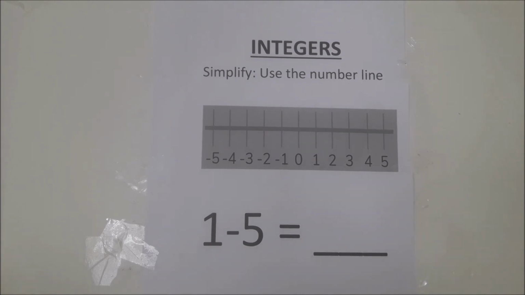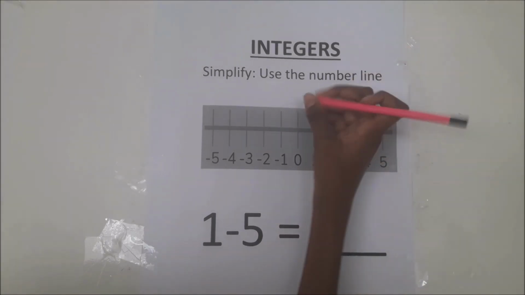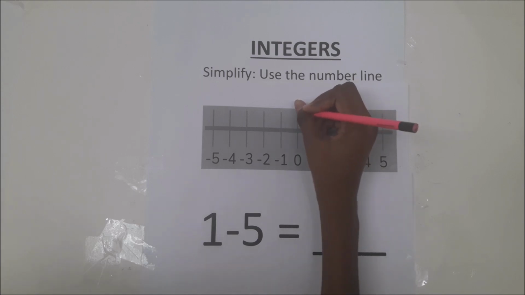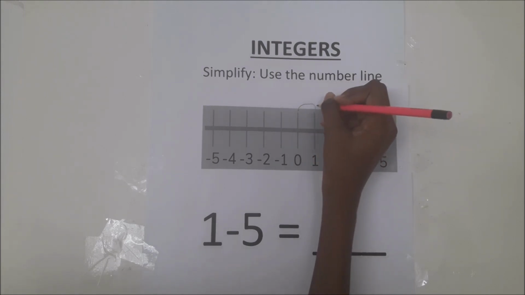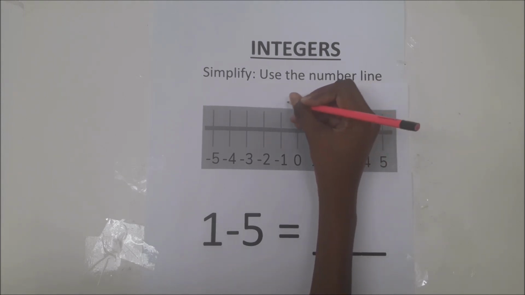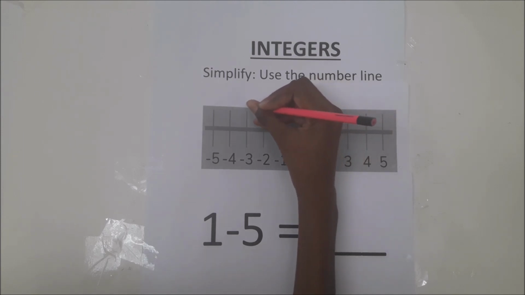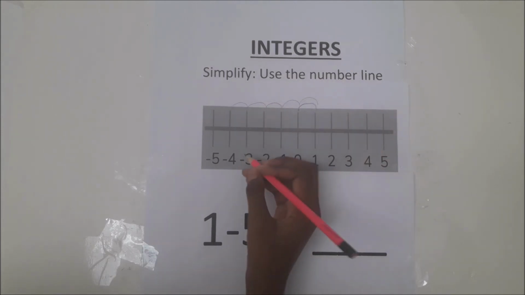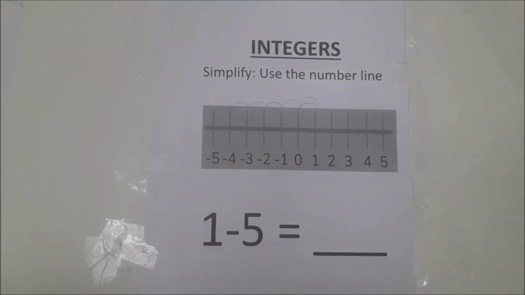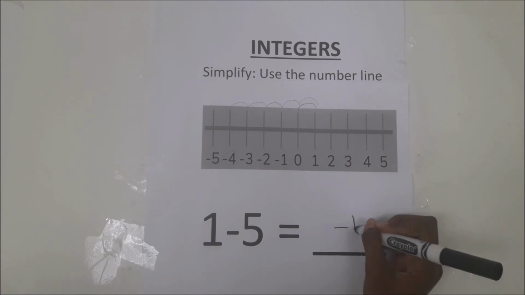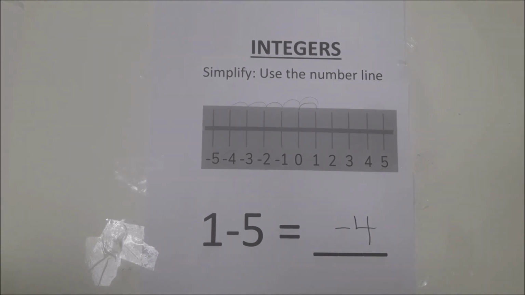Okay, finally, let's do this last one on the number line. Read it. 1 minus 5. Work it. Start at 0, then go 1 step to the right because 1 is a positive number. Then go 5 steps to the left because 5 is a negative number. 1, 2, 3, 4, 5. 1 minus 5 is negative 4. Very good.